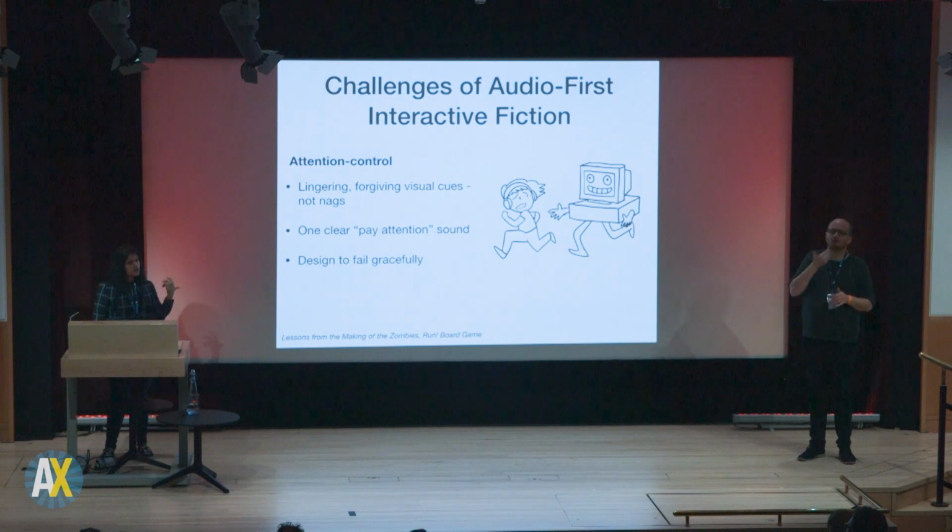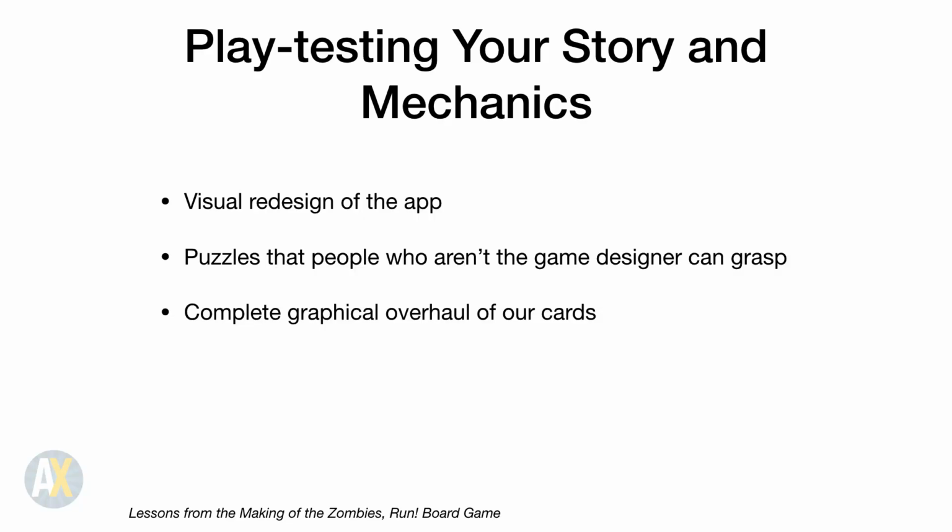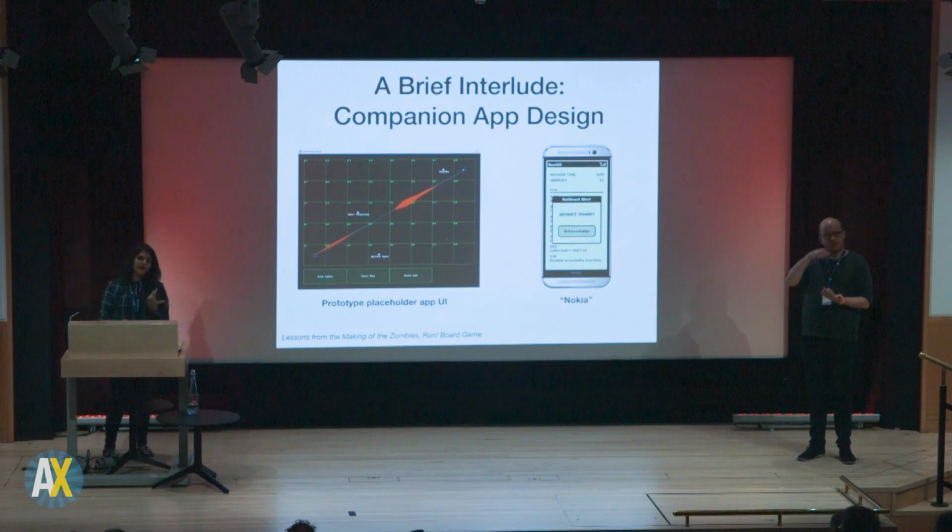So we identified a lot of these issues actually during playtesting, which is why I'm going to talk to you about the three main changes that we made to the game through playtesting. A visual redesign of the app, make sure your puzzles can be understood by people who didn't design them, and a complete graphical overhaul of our cards to make sure that people of all kinds of abilities can understand them in the heat of the moment. So let's look at the companion app first.